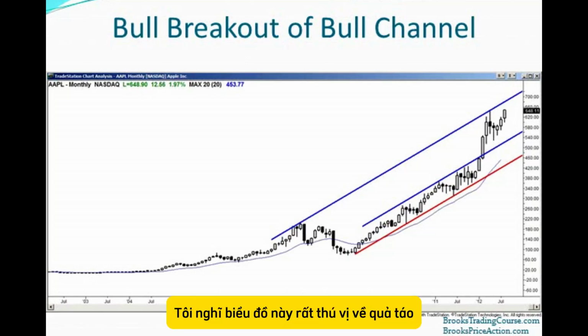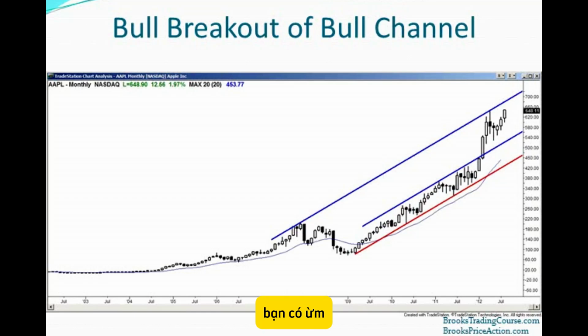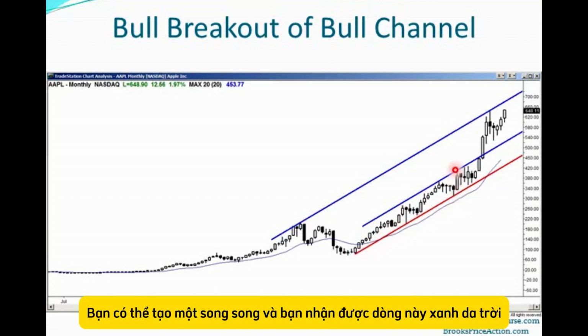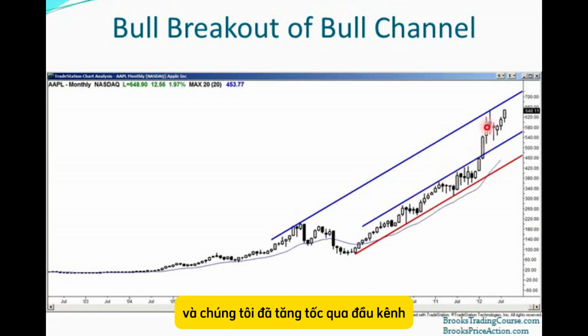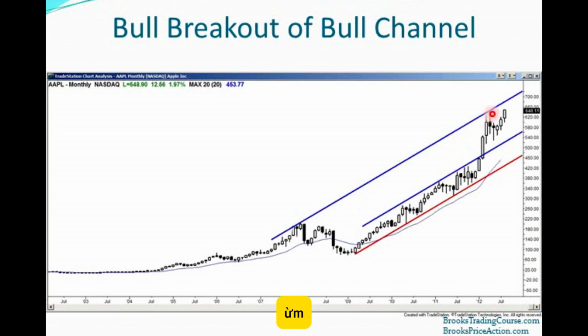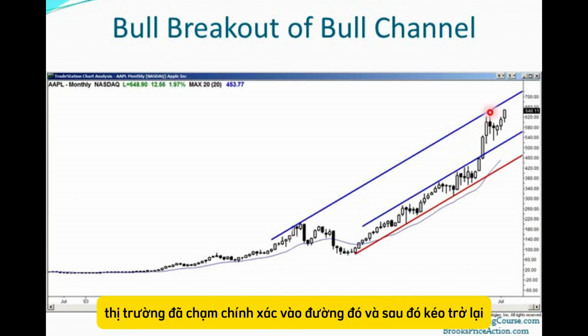I think this chart is interesting of Apple. You have a trend line along the bottom. You can create a parallel and you get this blue line, and we accelerated through the top of the channel into a stronger trend. However, when you draw another parallel and you anchor it back here in 2007, the market touched that line exactly and then pulled back.